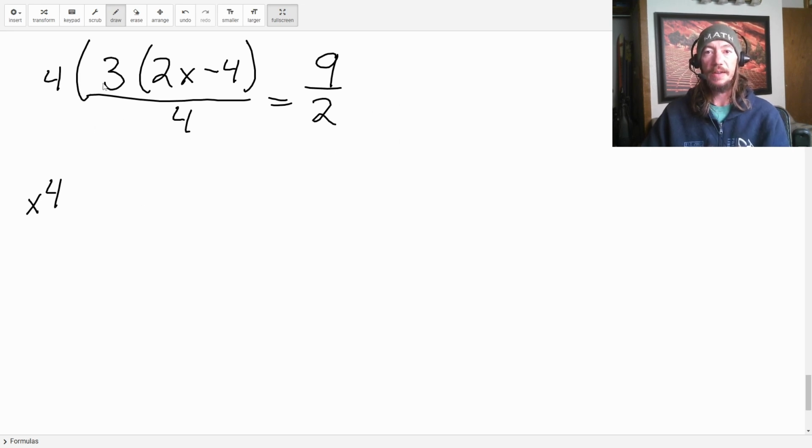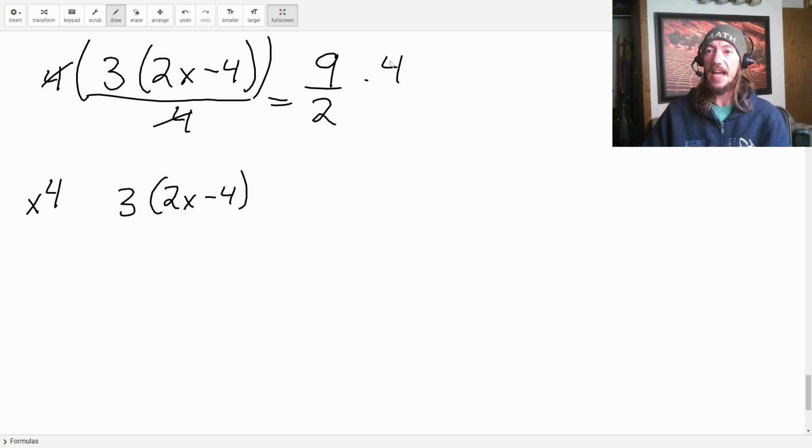If I multiply 4 on this side, I can cancel those out, which just leaves me with the numerator, 3 times 2x minus 4. And multiplying by 4 on this side, I have a 4 over 2, which can reduce, changing that 4 to a 2 and the 2 to a 1. So now we have, on this side, 9 times 2, 18.